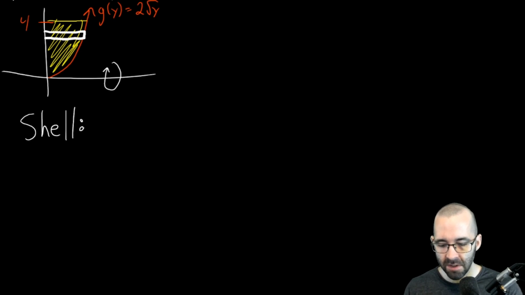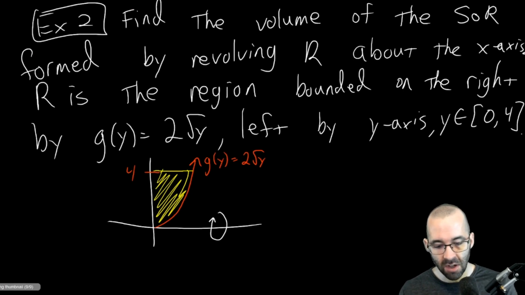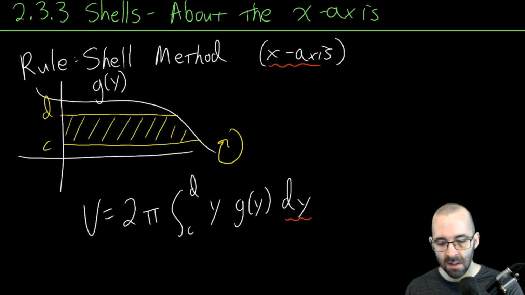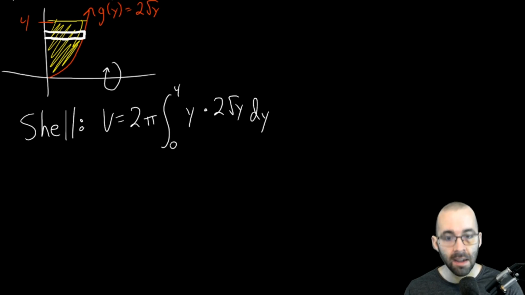Well, that's going to be just volume is 2 pi integral y. Again, we're rotating about the x-axis. So the shell method says that everything should be in terms of y. Y is going from 0 up to 4. Y times g of y, which is 2 root y. And that's no problem. What does the other method look like?